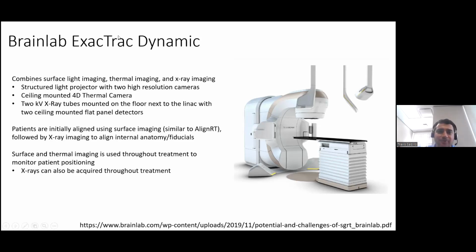And as I said, this new dynamic system actually does have a surface guiding component to it. And you can use this to also gate the beam. In all of our head, neck, and CNS treatments, we actually use this dynamic system. And so we'll put the patients in their mask, we'll lay them down, and only whenever they're in the exact same spot, according to ExactTrack, will we actually start treating.